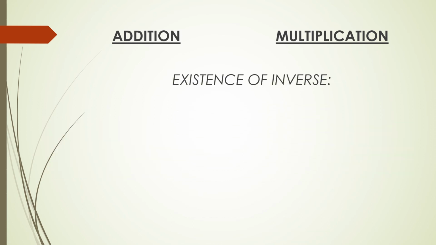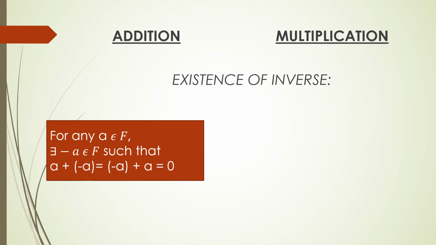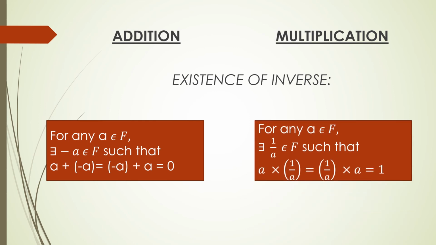For the inverses of a field, under addition, we have this given condition. For any a element of F, there exists negative a element of F such that a plus negative a equals negative a plus a equals 0. While under multiplication, we have for any a element of F, there exists an inverse of a, which is 1 over a, element of F, such that a times 1 over a is equal to 1 over a times a equals 1.